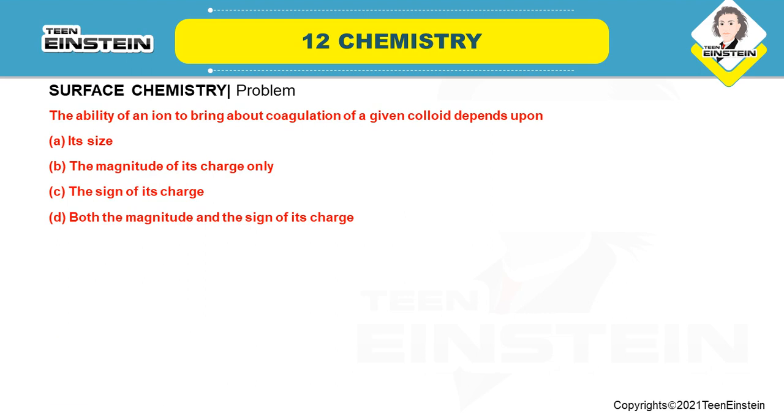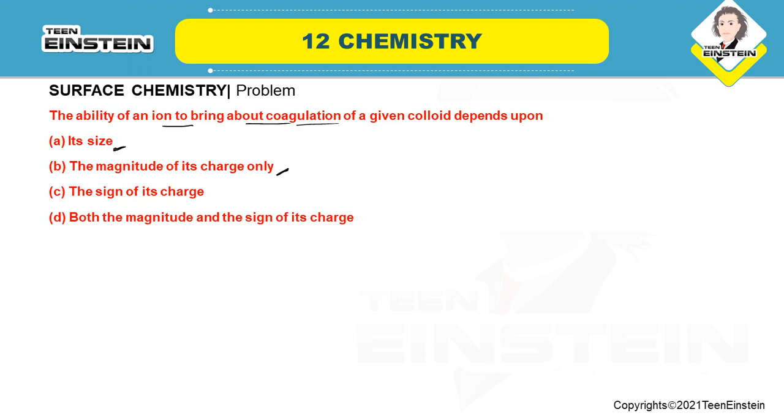In this problem, we have 4 options, only one of them will be correct. The ability of an ion to bring about coagulation for a given colloid depends on what? First is size. Second, magnitude of its charge only, whether it is suppose +2 charge or +3 charge, that means magnitude. Third, sign of its charge, whether it is positive charge or negative charge, and the last option is both magnitude as well as sign of its charge. Now which of these is correct?